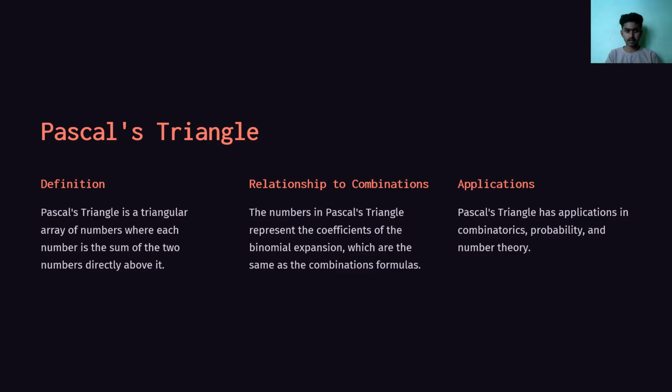Pascal's triangle. Definition: Pascal's triangle is a triangular array of numbers where each number is the sum of the two numbers directly above it. Relationship to combination: the numbers in Pascal's triangle represent the coefficients of the binomial expansion, which are the same as the combinations formula. Applications: Pascal's triangle has applications in combinatorics, probability and number theory.